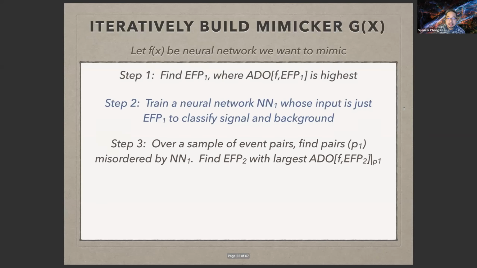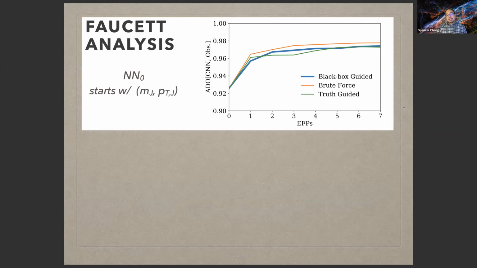Okay, so this is their analysis. Step one was a little bit different here. When there's no EFPs chosen, they actually start with a neural network that's trained on the jet mass and the pT of the jet. You can already see that the decision ordering between their black box, the F, which is called a CNN here, is pretty good already, right? You're already very close, 0.93. Well, we won't get numbers this high for our example.